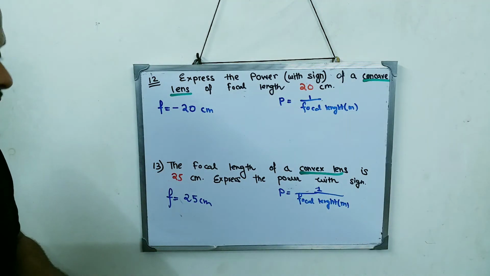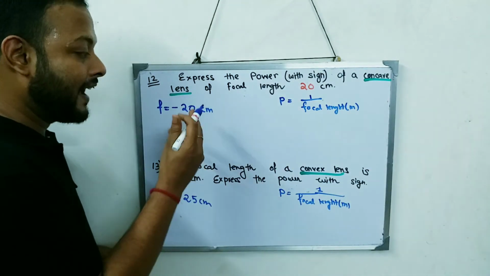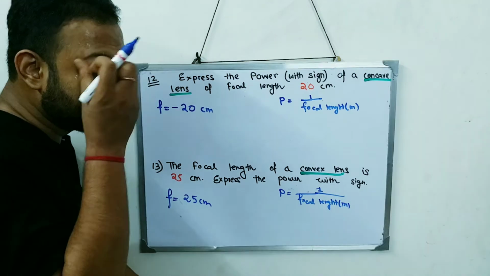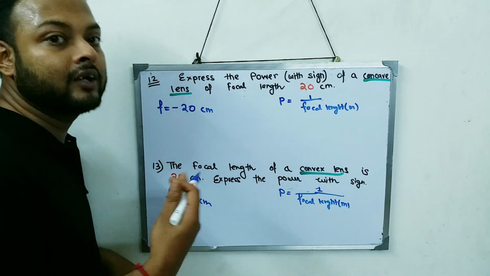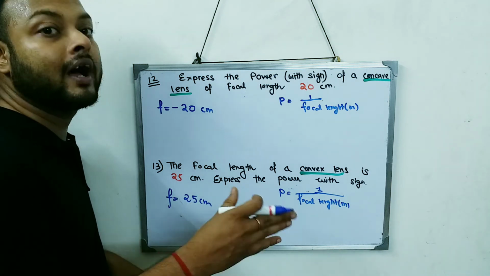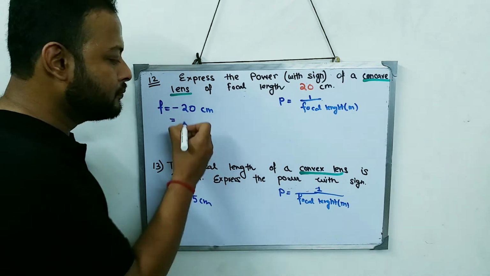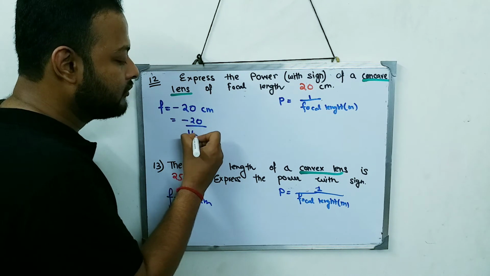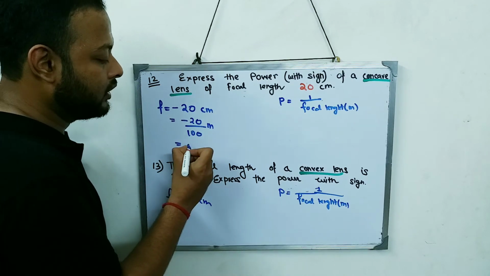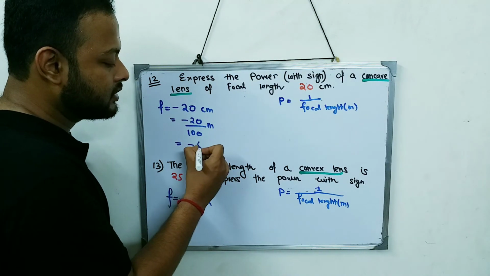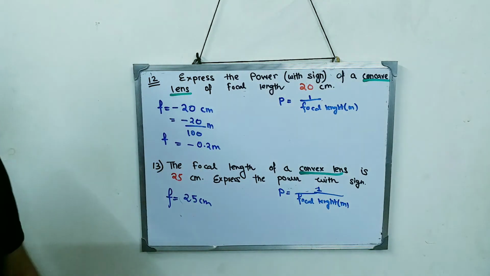Now see. Your focal length unit should be meter. So having the unit in centimeter, we cannot do anything with it. We have to convert that into meter, then we can go ahead with the sum. So how to convert centimeter to meter? You simply divide this by 100. If you divide by 100, that gives you an answer in meter. So focal length is how much? Minus 0.2 meter.